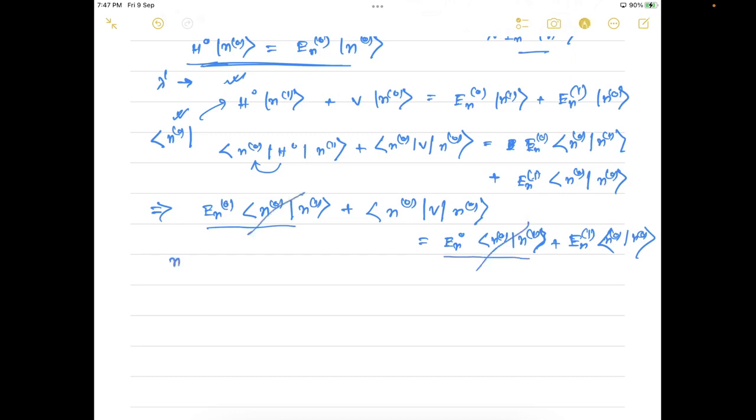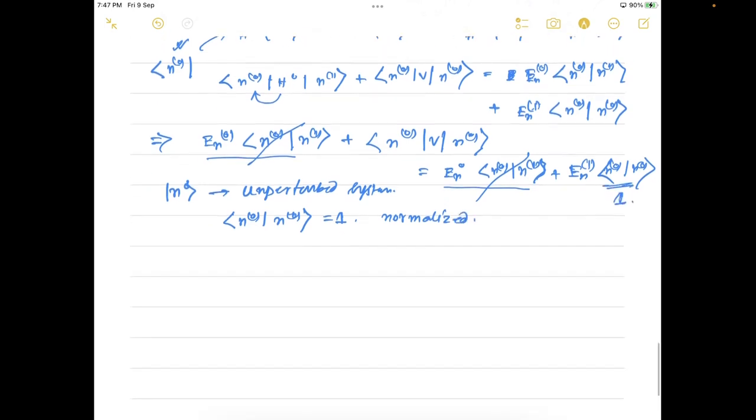Now we know that |n0> are the eigenfunctions corresponding to the unperturbed system, right? So these eigenfunctions are orthonormalized. That means they are orthogonal to each other and they are normalized. That means <n0|n0> will be equal to 1, so this term will be equal to 1. So En1 will be equal to <n0|V|n0>.